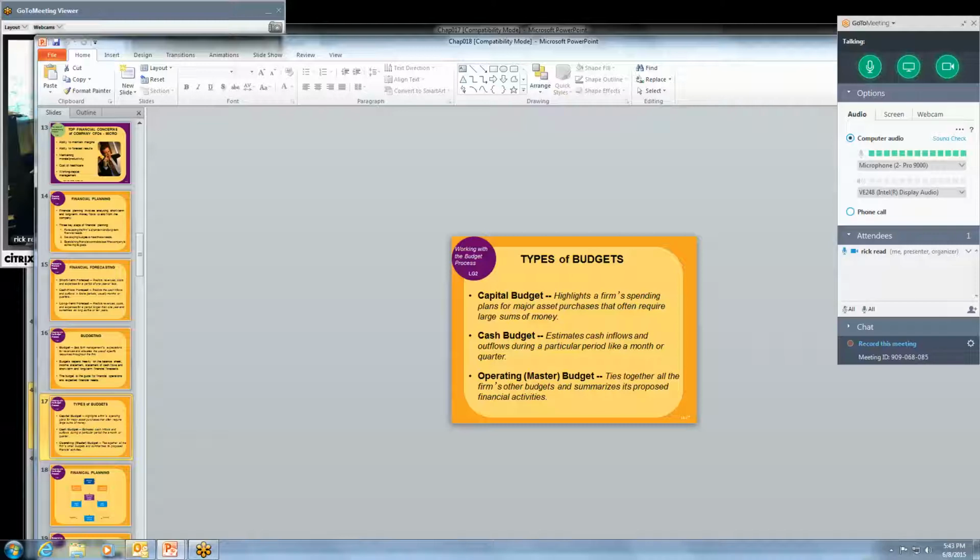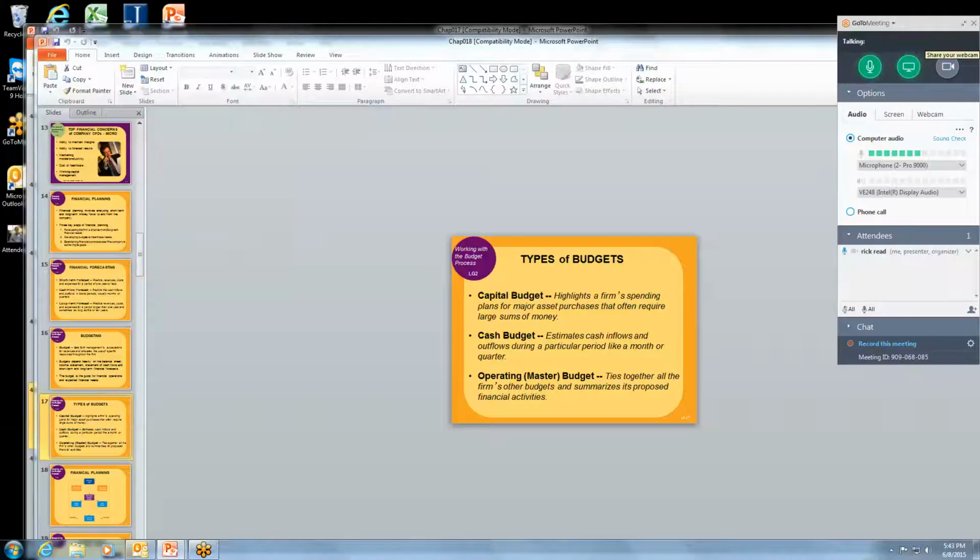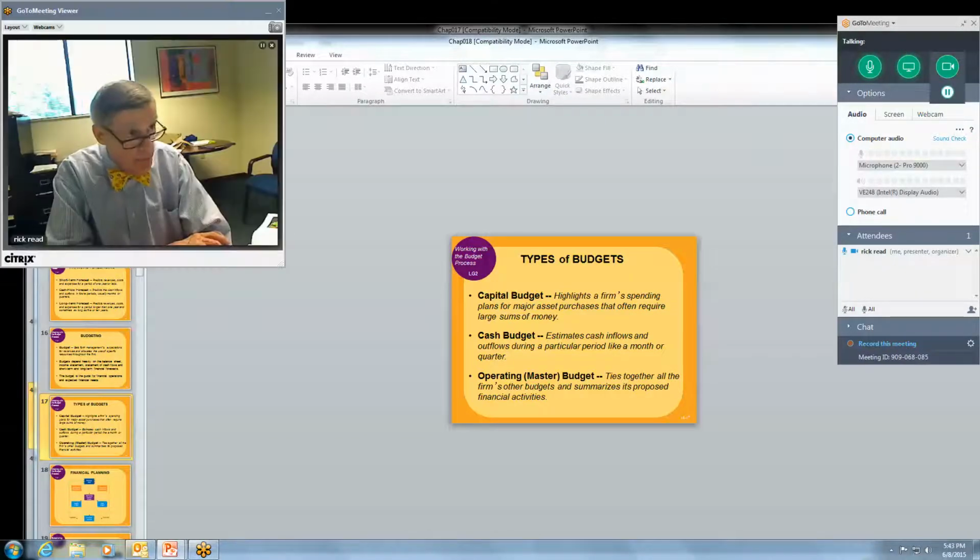Now these are the types of budgets that we have. Normally we speak of 3 budgets: capital budget, cash budget, and then the operating budget. Now let's do the operating budget last, because that's the budget that ties everything together. And it tells us what we're going to do and how we're going to do it and the way we want to go.